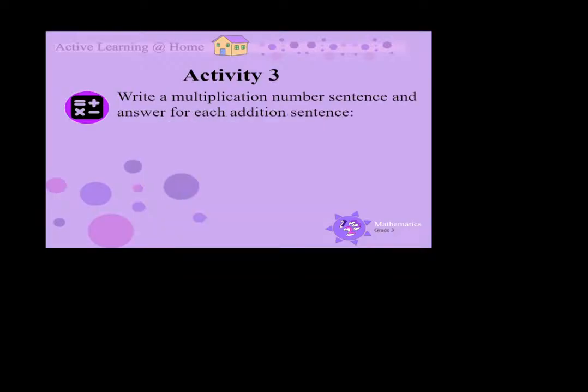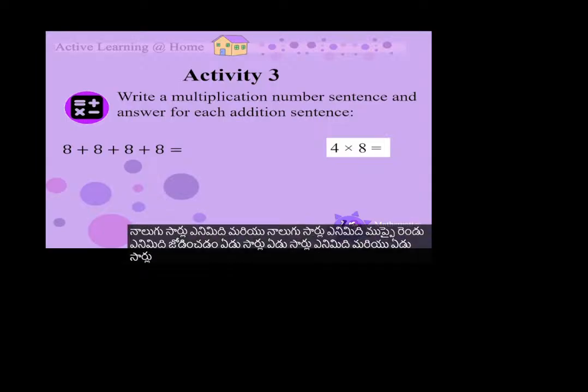Activity 3. Write a multiplication number sentence and answer for each addition sentence. Let's do this together. Adding 8 4 times can be written as 4 times 8. And 4 times 8 is 32.